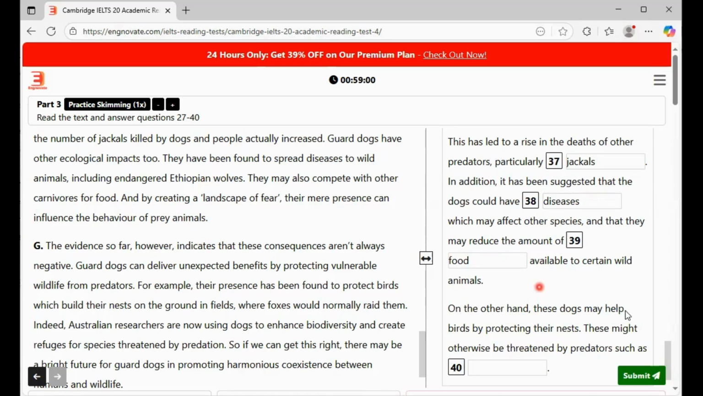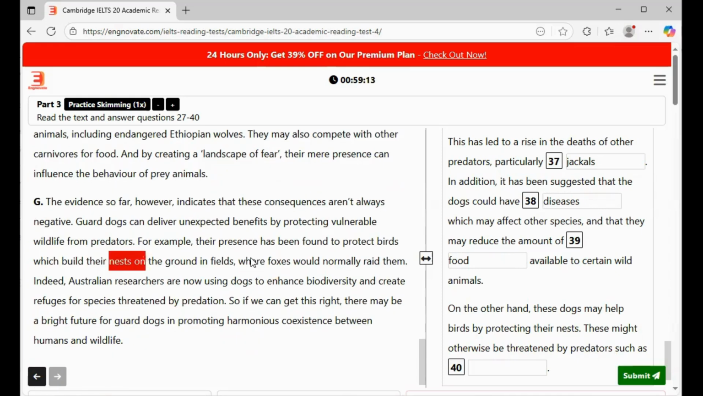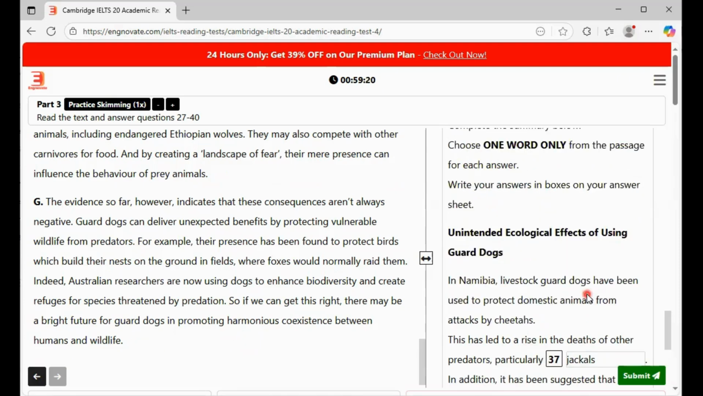On the other hand, these dogs may help birds by protecting their nests, which might otherwise be threatened by predators such as. Okay, birds. Let me look for birds. These nests. Foxes. That's going to be fox. Number 40, foxes. I have less than 1 minute to go.